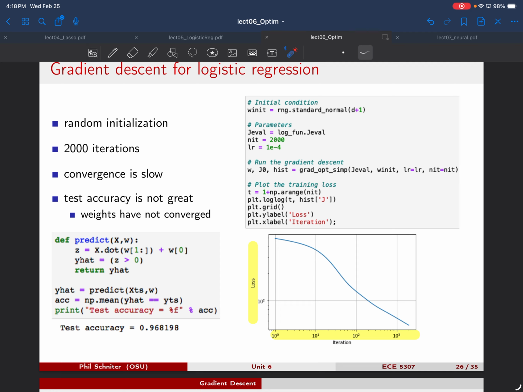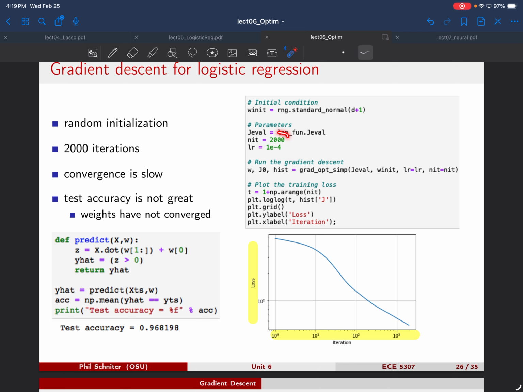It is decreasing from its initial value, but you can see that it still seems to be going downhill at 2,000 iterations, which means we're not really finished optimizing. And when we plot the test accuracy, we get a value that's pretty decent, but can be improved. Okay, any questions so far? All right.